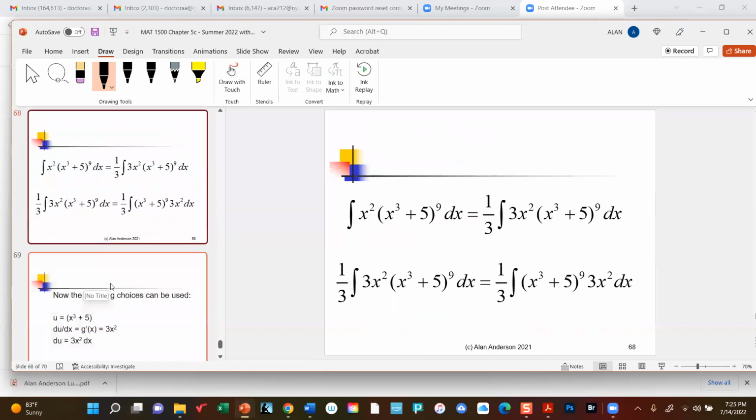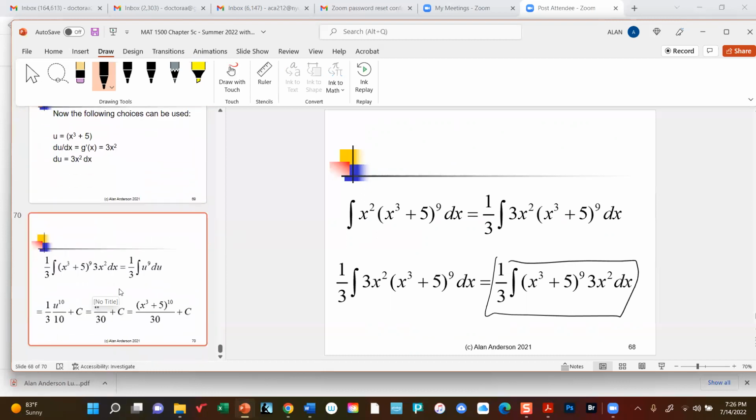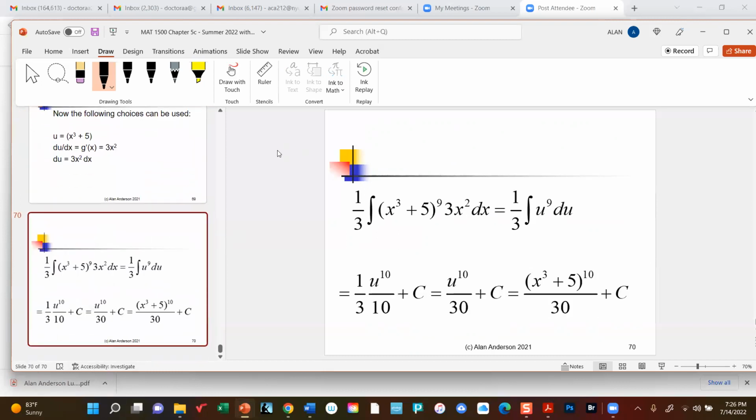And so let's see how that works. So we go through all the steps. This is the clever part. Where you supply the 1/3 and the 3, and then we jump ahead and do some substitution. So this, as we saw before, is the same as 1/3 u to the 9th du.